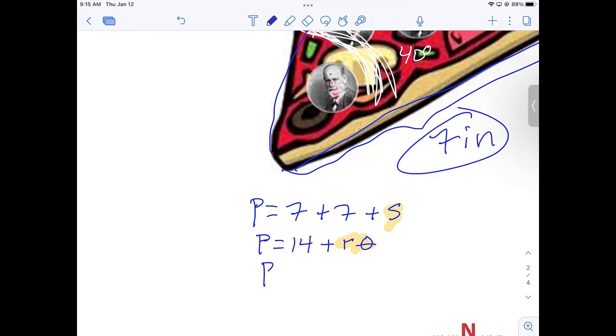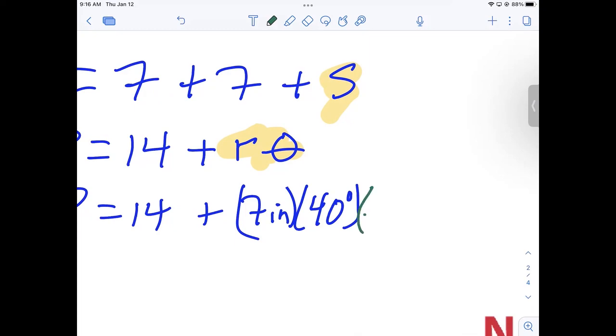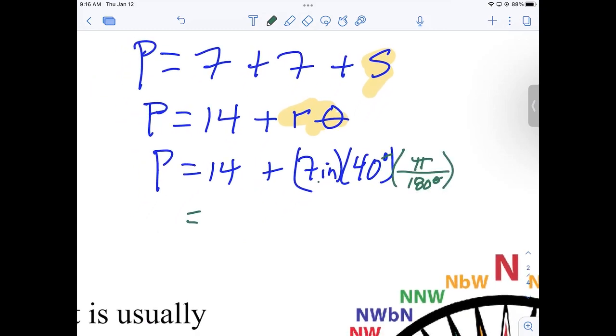So if we substitute in now, we get 14 plus the radius is 7, that's inches, times theta, which was 40 degrees. So is that last piece going to be 280? No, that's degrees, and we need to convert it to radians. If you didn't do it off to the side, you can convert it right here in this problem. You could multiply by pi over 180, and you'll see that the degrees divide out. And now we have inches times radians, which is inches. So there's your exact answer.